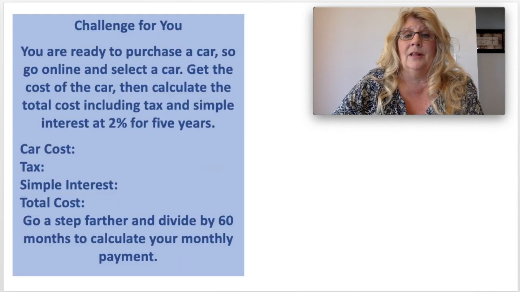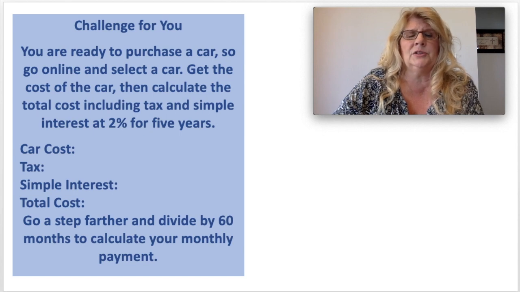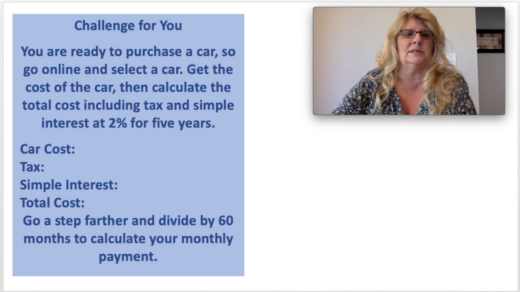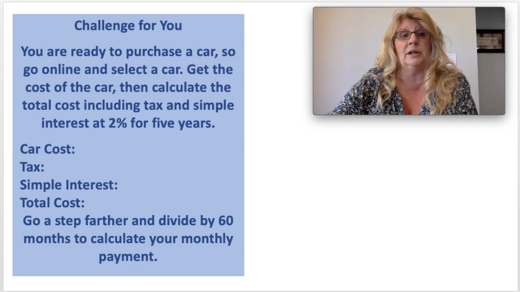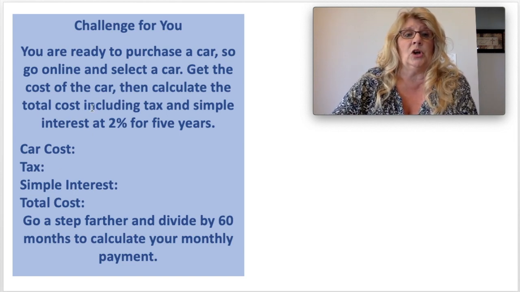So that concludes our 4 activities. So here's a little challenge for you to check out. Say you're ready to go purchase a car. So go online, select a car, Kelly's Blue Book or somewhere like that, or any of the websites. Get the cost of the car, then calculate the total cost, including tax and simple interest at, say, 2% for 5 years, because interest rates are down right now. So you would need to know the car cost, the tax, simple interest, and the total cost.